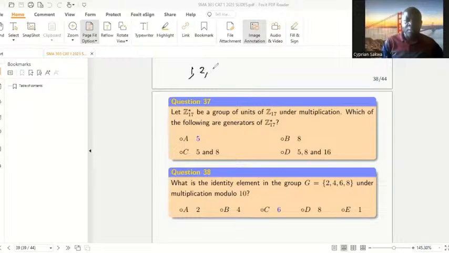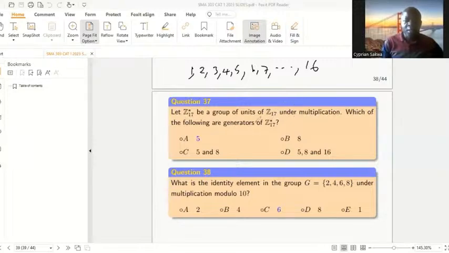This is 1, 2, 3, 4, 5. In fact, 17 is prime, so all the elements here are units: 6, 7, all of them up to 16 are units of Z17. Because 17 is prime, all of them will be relatively prime.